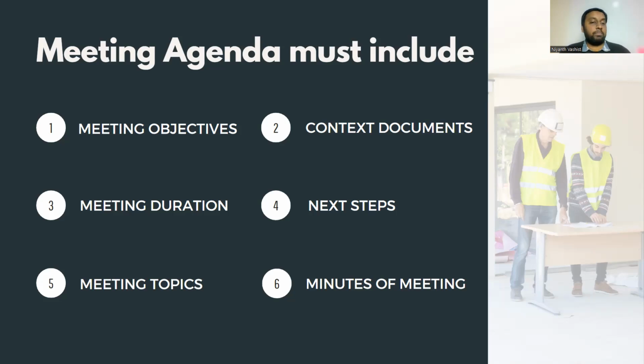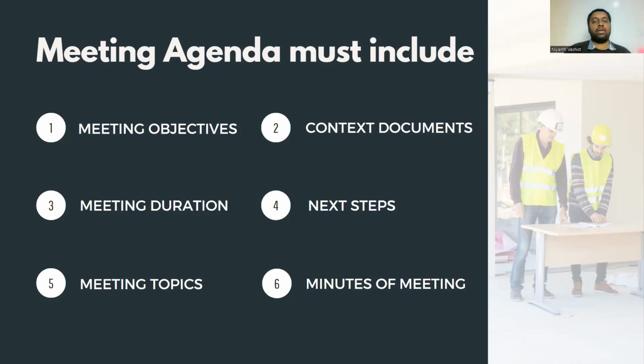Next is the next steps or the outcome. So outcome of the meeting means, what did we actually achieve with the meeting? What are we going to take away from the meeting? How are we going to put it back in the site? How is it going to help the construction of the project? That comes in your next steps.